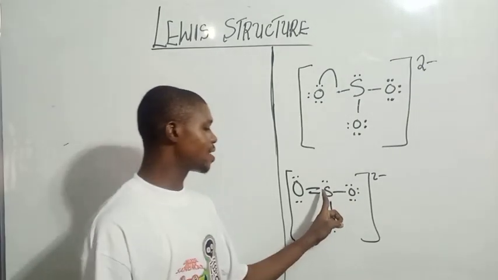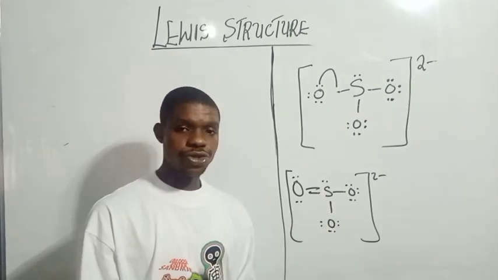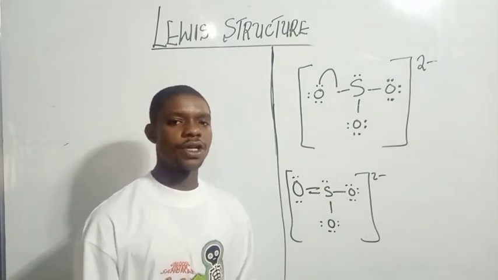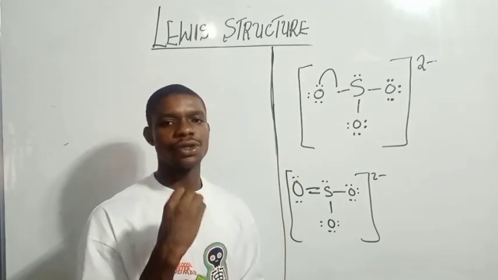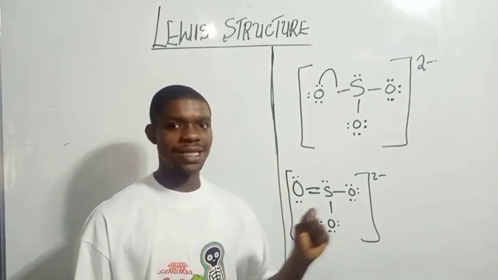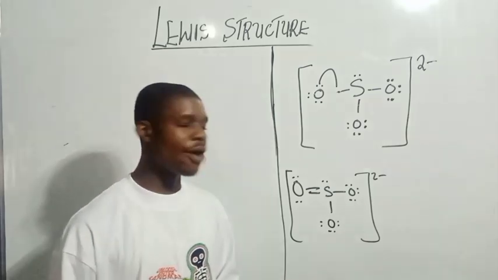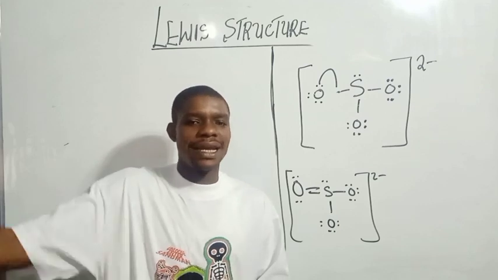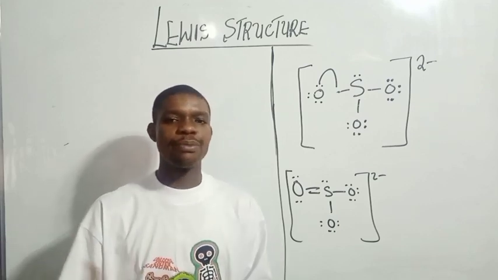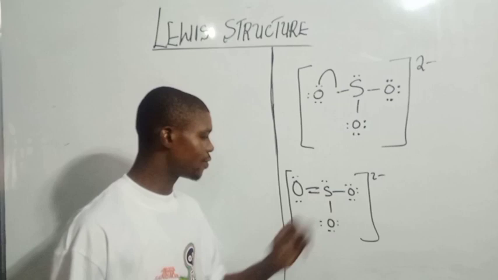Now, the main reason, if you check very well, is that sulfur has more than the octet of electrons. The reason is that elements like sulfur, phosphorus, silicon, chlorine can have more than the octet of electrons. Do you know that? Because they have an expanded octet, they can have more than eight electrons. So that is why we have it here.